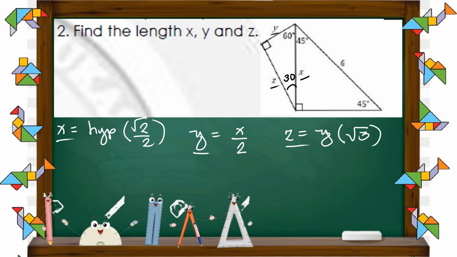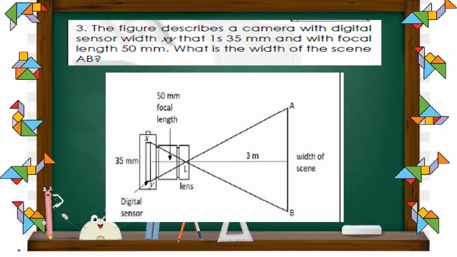Then, last number. So we have here the figure describing a camera with digital sensor with x, y. So this is the x, y, this part. With x, y, which is 35 millimeter, with focal length of 50 millimeter. This one is the 50 millimeter. So you have the 35, you have the 50 millimeter.